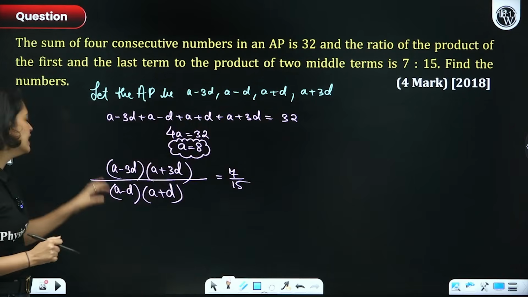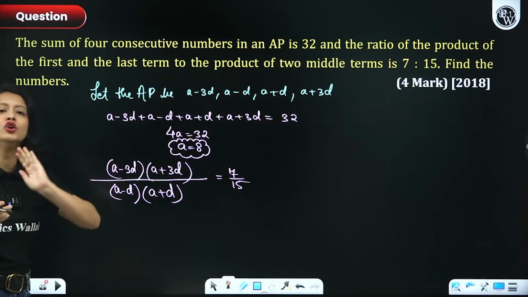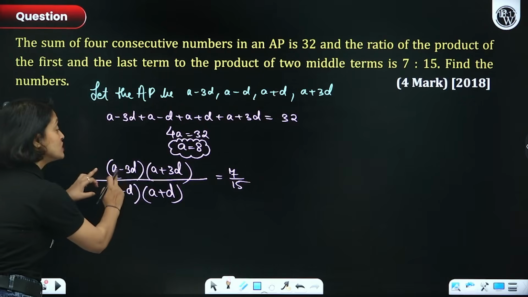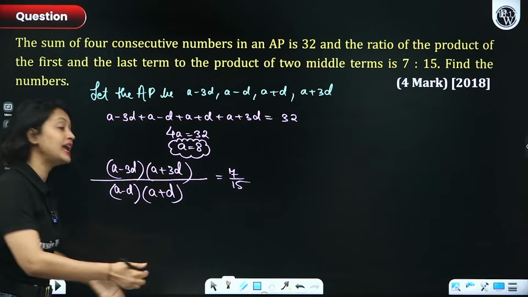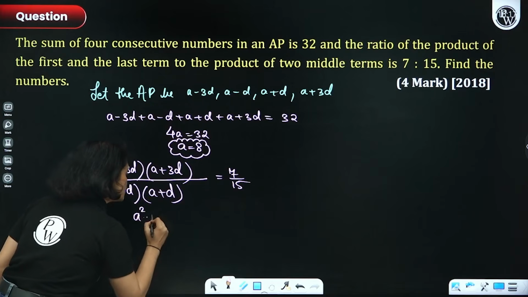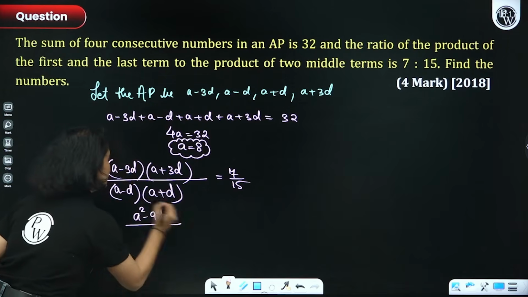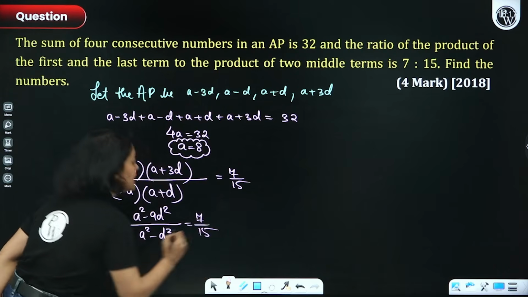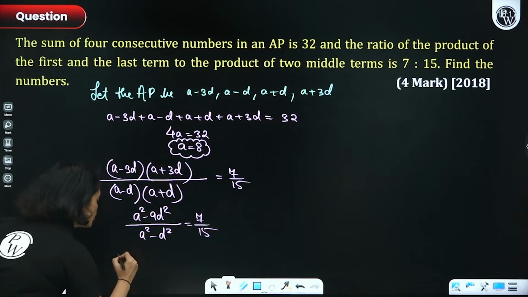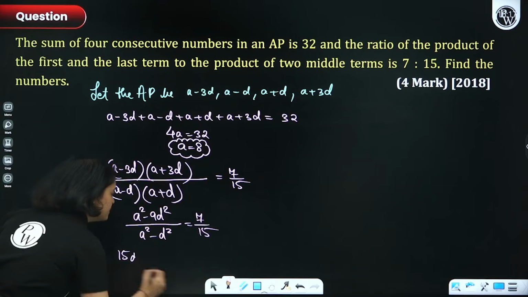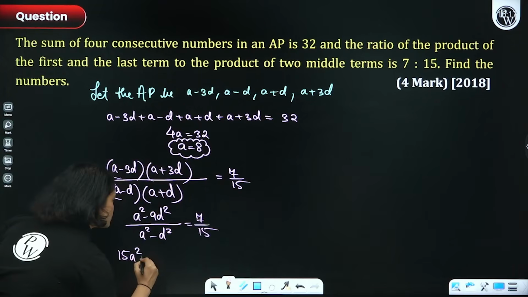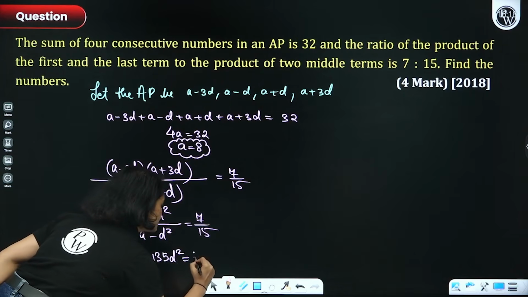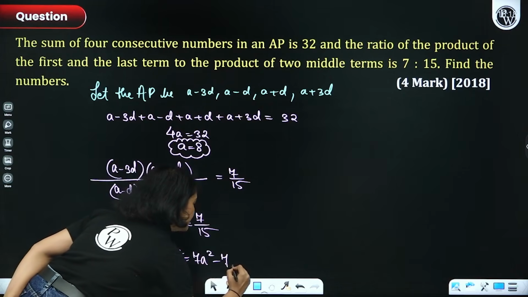Okay, cool everyone. Now let's do it quickly. We know the identity a plus b into a minus b is equal to a square minus b square, right? So we are going to use this for a minus 3d into a plus 3d, everyone. What would it be? A square minus 9d square. So a square minus 9d square in the numerator. In the denominator, similarly, we'll have a square minus d square, and this would be equal to 7/15. Now we'll simply cross multiply, everyone. So on cross multiplying, we'll get 15a square minus 15 into 9, that is 135d square, is equal to 7a square minus 7d square, right?